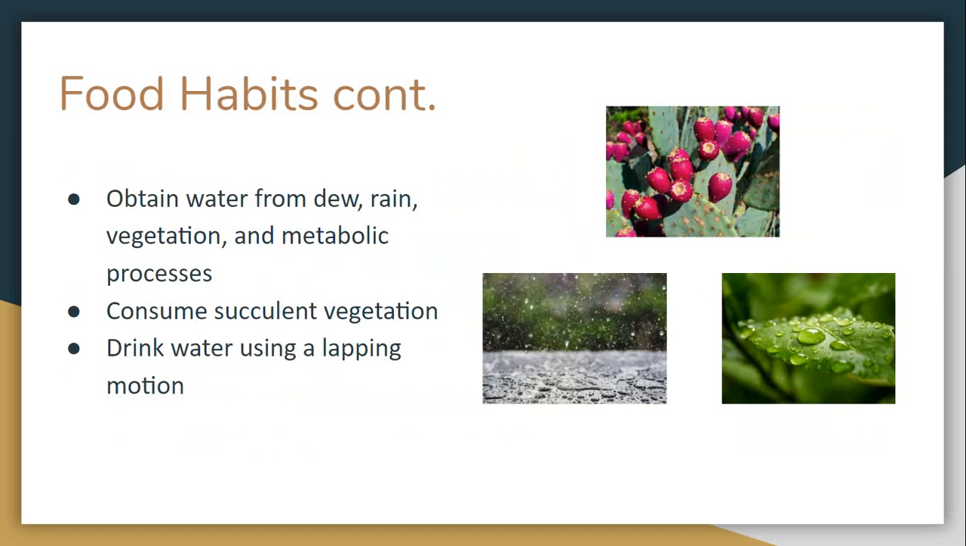Wood rats obtain a lot of their water from dew, rain, their diets of vegetation, and metabolic processes. They consume succulent vegetation, and that is one of the things that allows wood rats to survive during dry periods. And when proper vegetation isn't present, they will drink standing water with a lapping motion.